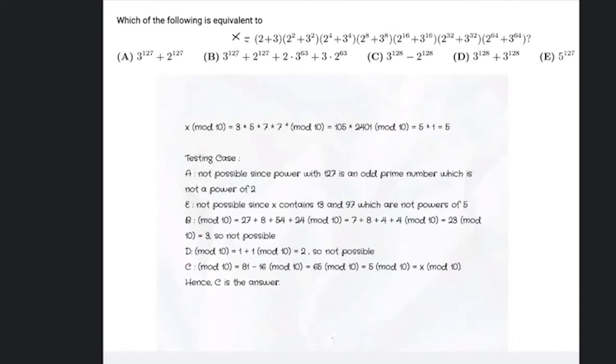I see that there is 127. So A, B and E are not going to remain as our answer, and we are left with C and D. D is also not possible here because in X we have 2 but in D we only have 3. So D is also not possible, so we are left with C. Now let's prove that C is the answer. If we find the mod of C with 10, we see that the last digit is 5, which is equal to the last digit of X. Hence we have shown that C is the answer.